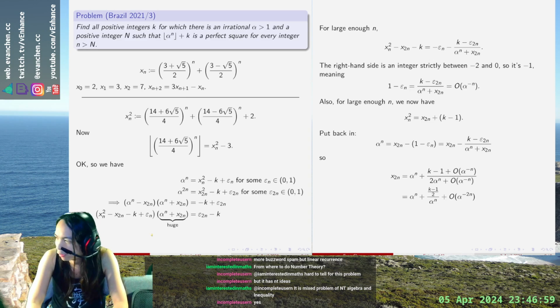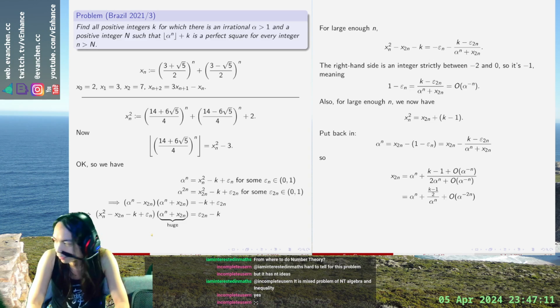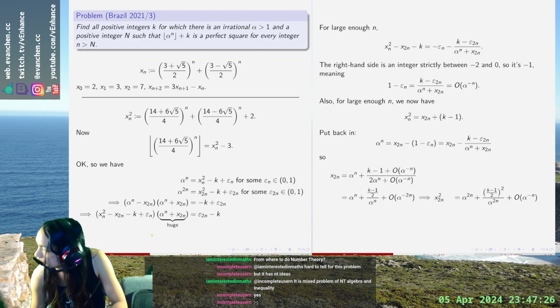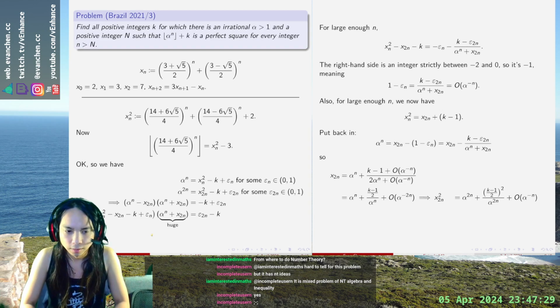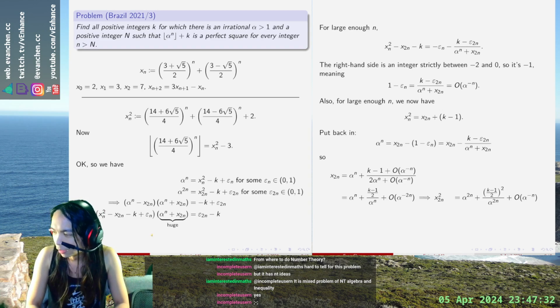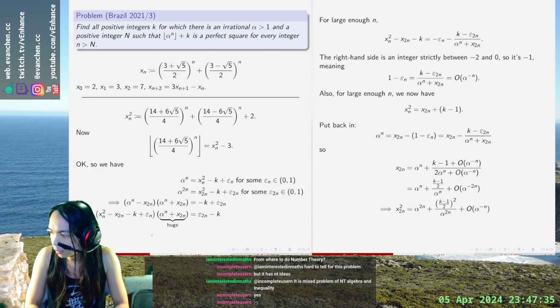Okay, and now we square both sides. So x to the 2n squared is equal to alpha to the 2n plus ((k minus 1)/2) squared times alpha to the 2n. And then the error that I get is O of alpha to the minus n. However, this is also equal to alpha to the 2n minus k plus this epsilon 2n, which we agreed is 1 minus O of alpha to the minus 2n.